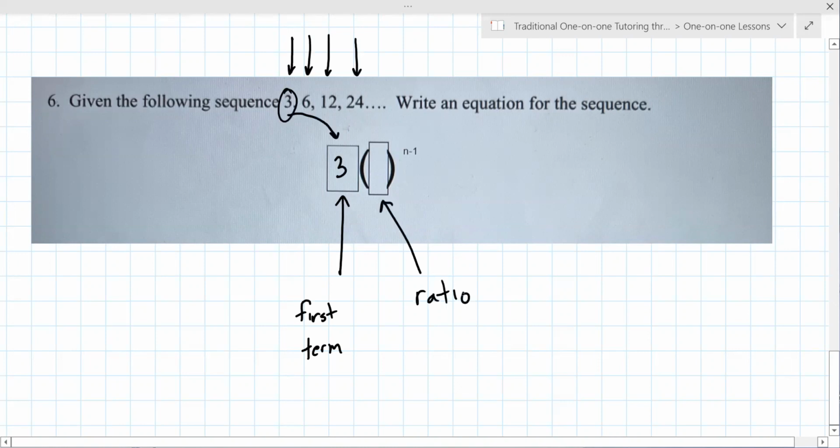Now we've done ratios for 5 problems. Can you tell me the ratio between these terms? Can you give me that value of R, please? 2. Perfect.